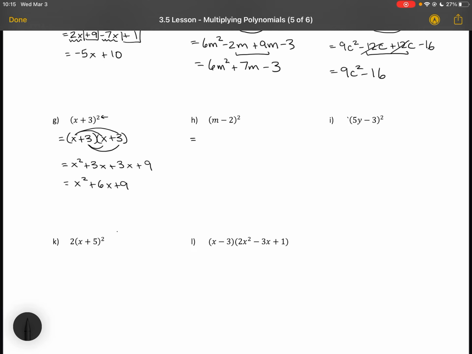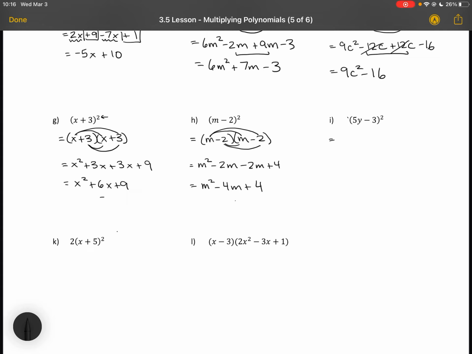I'm going to expand my first expression to be m minus 2 times m minus 2, so I don't forget the middle terms. Then I'm going to expand using FOIL. First, outer, inner, last: m squared minus 2m minus 2m plus 4. Simplifying that to m squared minus 4m plus 4. So similar pattern as example G.